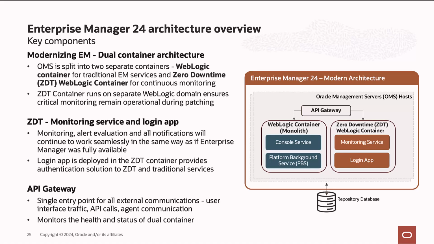API Gateway serves as a single entry point for all external communications such as user interface traffic, API calls, and agent communications. This allows you to easily route and monitor traffic, ensuring that all communications are handled smoothly and effectively, and improving efficiency.